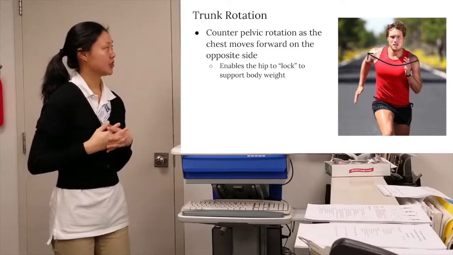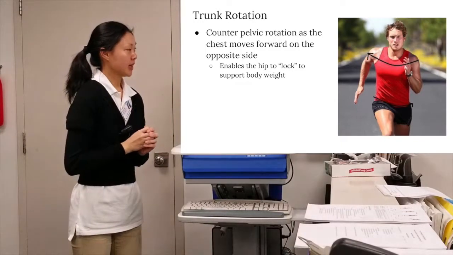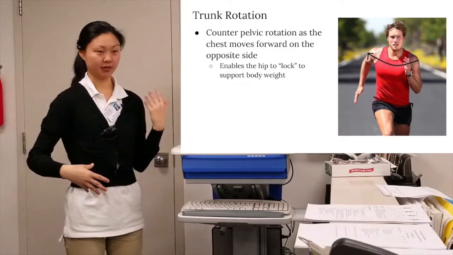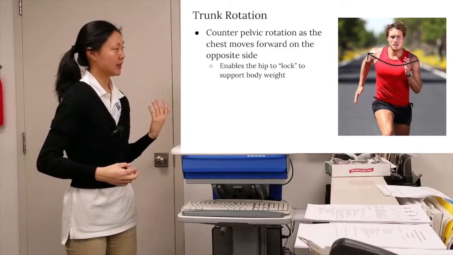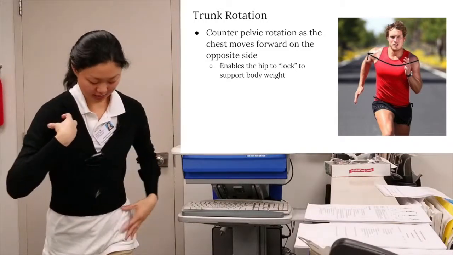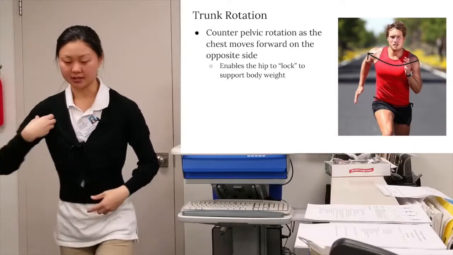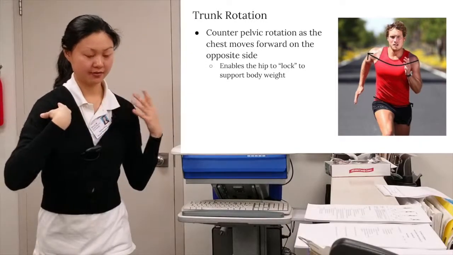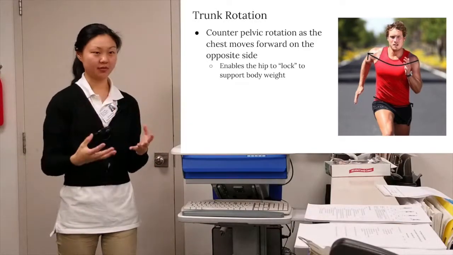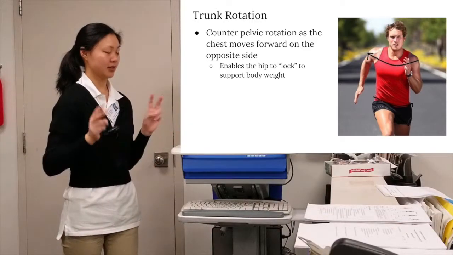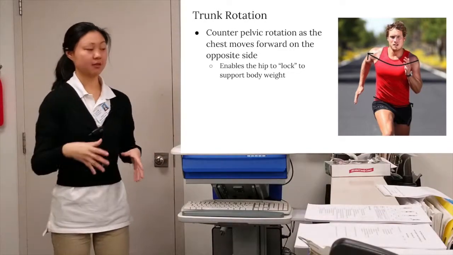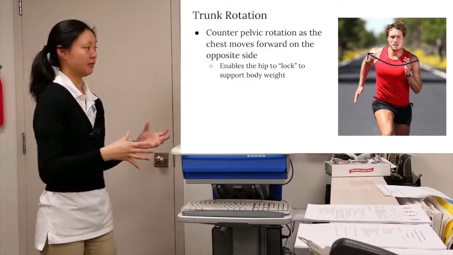And the last is trunk rotation. Trunk rotation comes not from your lumbar spine, but actually your upper thoracic spine. And there is a counter pelvic rotation as your chest moves forward, and then your pelvis actually moves this way. So as you take a step, your trunk moves to the left, in this case, and then your pelvis moves to the right. It's important to have some pelvic rotation because that enables the hip to lock and support your body weight when you're on one foot. So you do want some pelvic rotation, you just don't want it so obvious where you can see it.